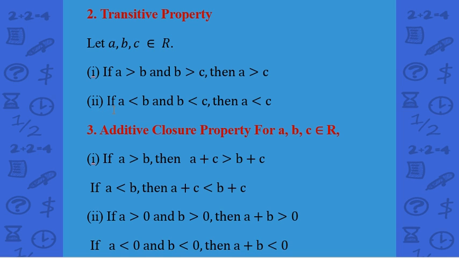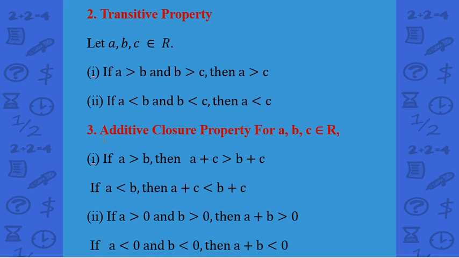Now, in the same way, if A is less than B and B is less than C, then A is less than C. It means the same thing with the reverse sign, with the reverse inequality. Before it was greater than and now it is less than.